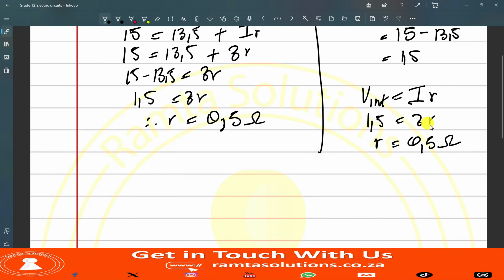So this is it, guys. This is how you attempt your grade 12 electric circuits questions. By the way, this example is coming from one of your past papers.